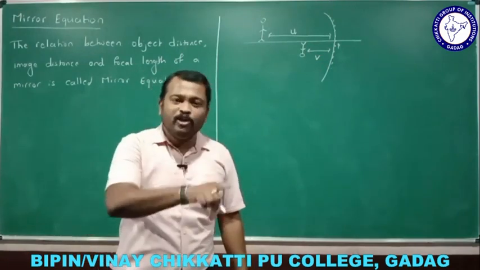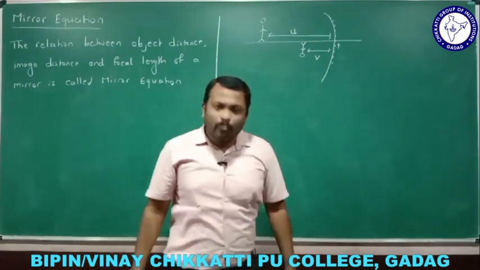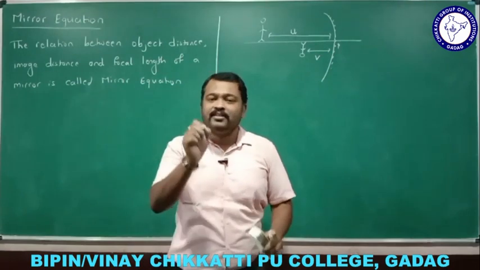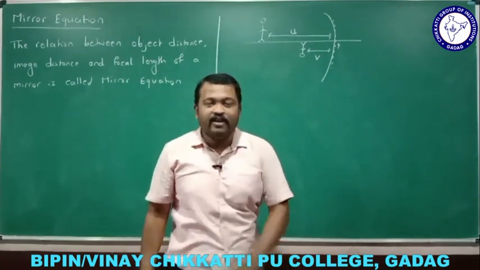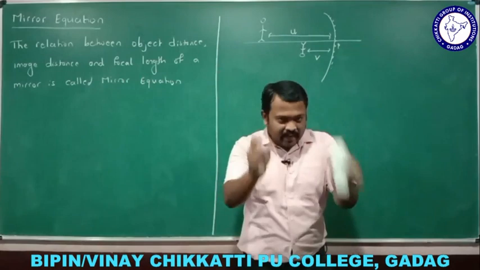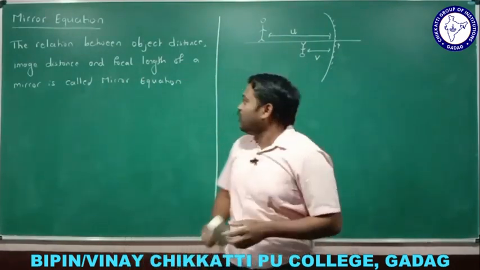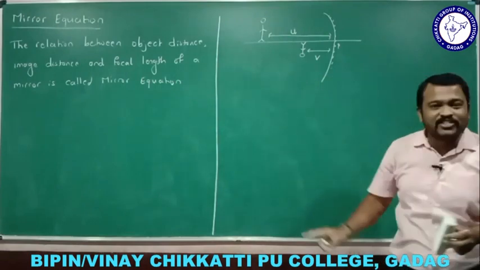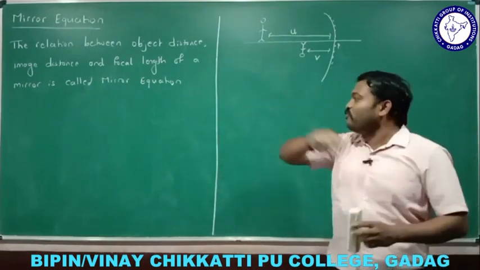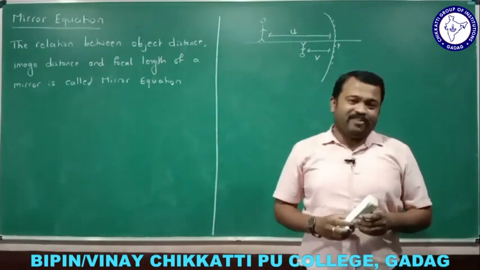Object distance we denote by u, image distance we denote by v, and focal length we denote by small letter f, right? Okay, what is the mirror equation? It is the relationship between u, v and f. The relationship between object distance, image distance and focal length of a mirror is called the mirror equation.